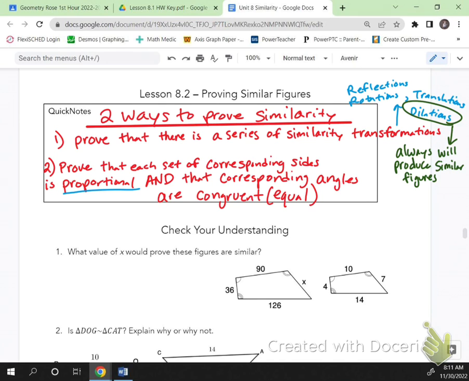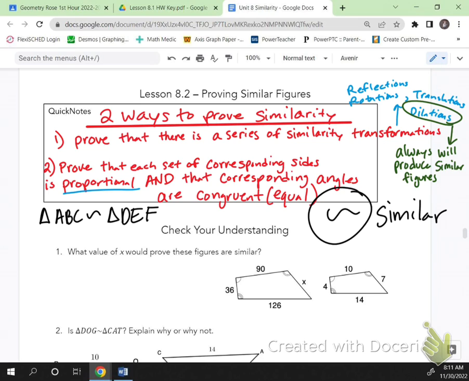One more thing. When I use similarity, the symbol that means two figures are similar is this little squiggle. Do you see it? I'm going to write it in another color. This squiggle means figures are similar. So for our first problem today, we proved that triangle ABC is similar to triangle DEF. That's what we did in our little activity. The little squiggle means similar.